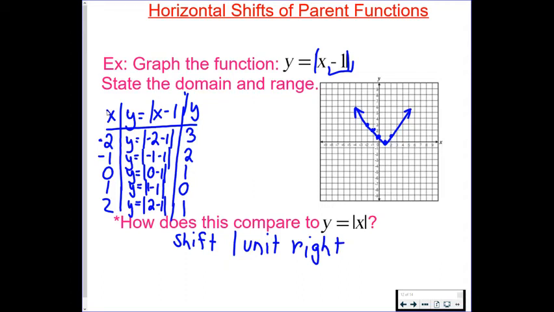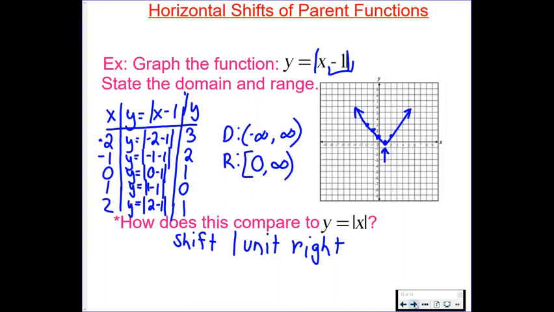Okay, that's what the minus 1 does. Shift everything 1 unit to the right. The domain, it opens forever to the left, forever to the right. So there's our domain, negative to positive infinity. Range is it goes from 0, right here. Remember that has a y value of 0, but it opens up to positive infinity. And that's our domain and range.